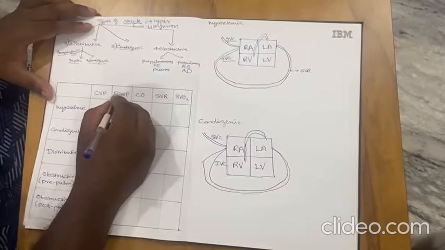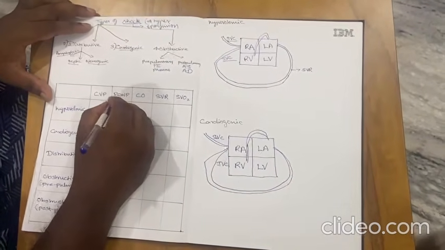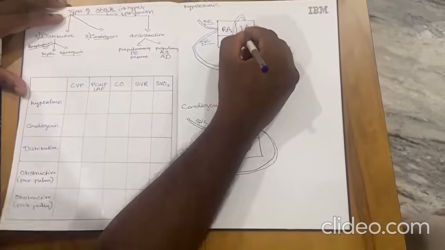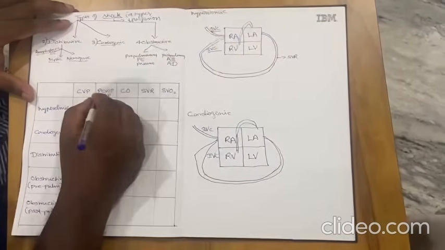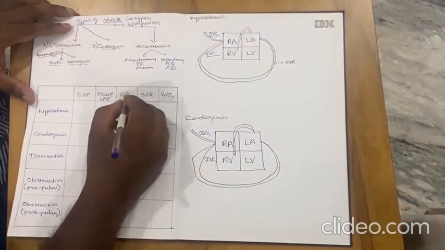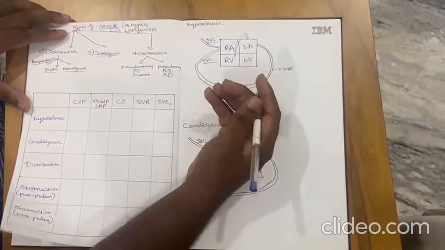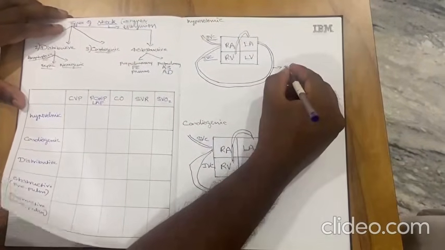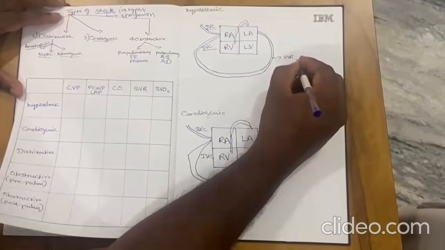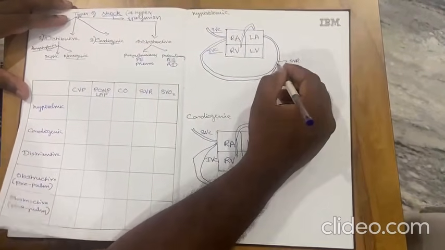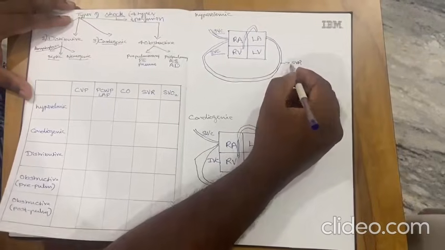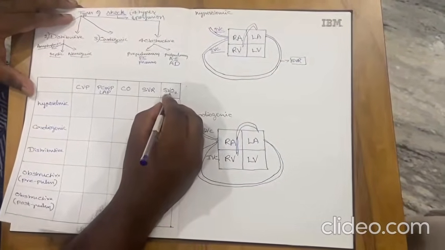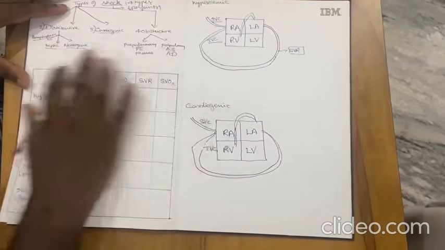Secondly, you have PCWP, pulmonary capillary wedge pressure. It is also known as left atrial pressure, so the pressure in the left atrium is known as pulmonary capillary wedge pressure. Third, you have cardiac output, which is the amount of blood pumped by the heart. Next, you have systemic vascular resistance, the amount of resistance in the peripheral vessels, which plays a very important role in the afterload. And last, you have the saturation of oxygen in the venous system. So these are the 5 parameters.